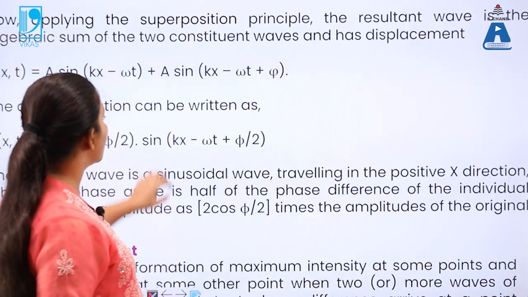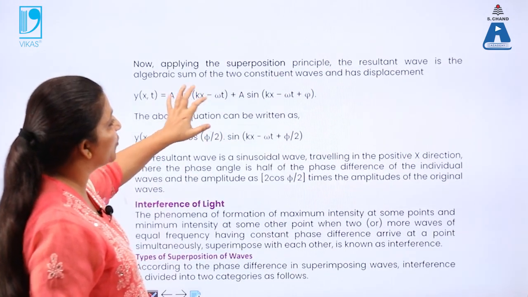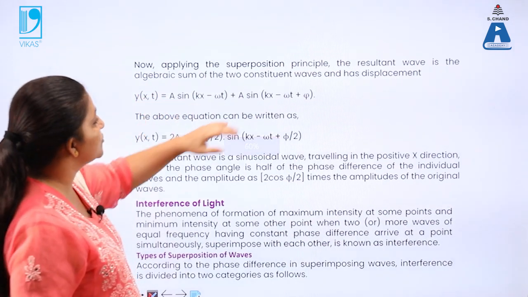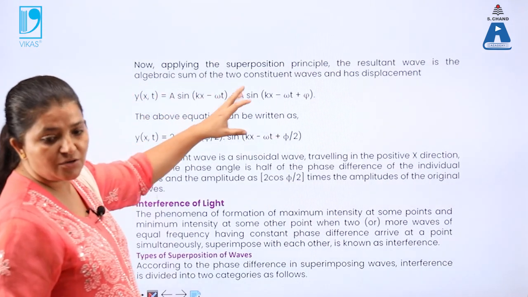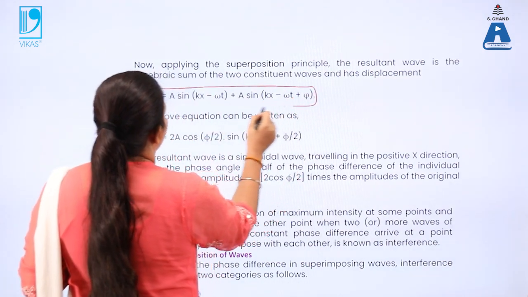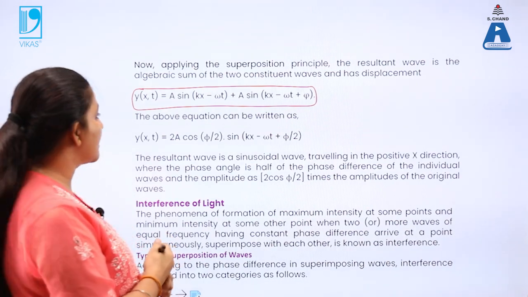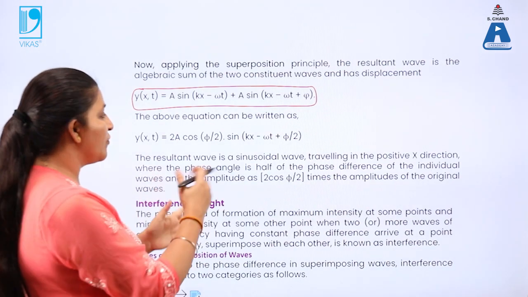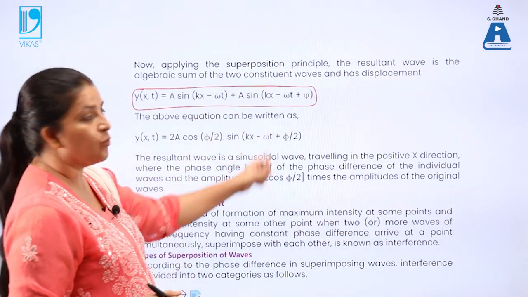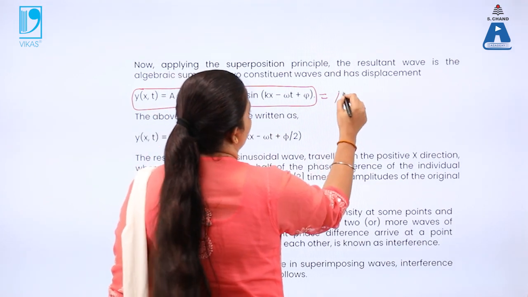Now the resultant will be given like this. When these two waves superimpose on each other, due to the superposition principle, the resultant can be given like this. We know that the resultant of these two waves can be written as the sum of these two. So in order to calculate the resultant, we know that A will come out.